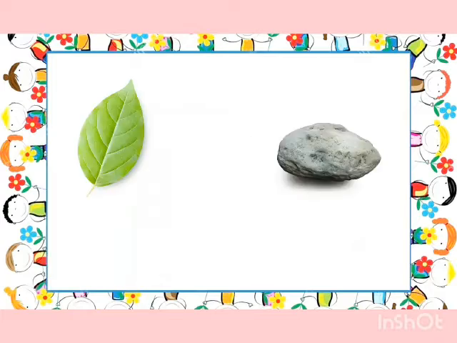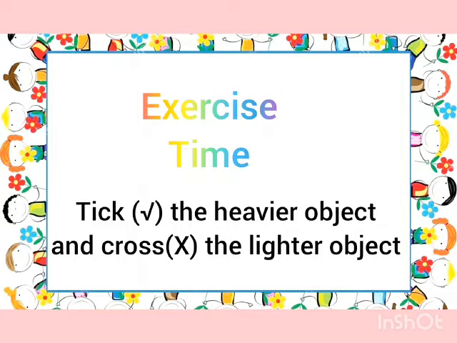Now kids, can you see here? A leaf and a stone. Now look at both pictures. A leaf is lighter than a stone and a stone is heavier than a leaf. So kids, now exercise time. Tick the heavier object and cross the lighter object.